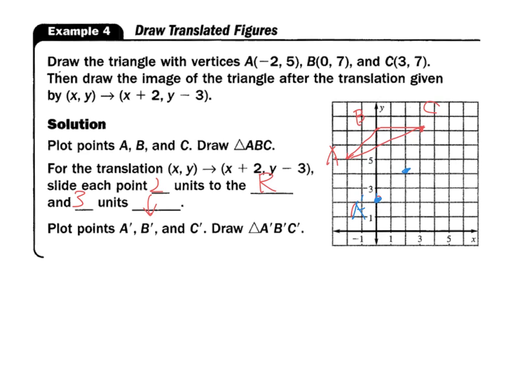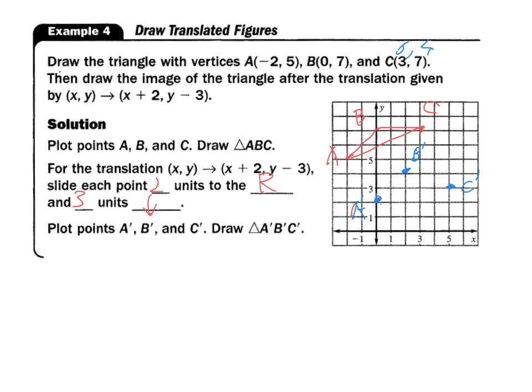It's right there, right? So my C is 3, 7. 3, 7, if I plus 2, that would become 5. 7 minus 3 is 4. So I would have 5, 4. 4 is here. So now I have my A prime, B prime, C prime.